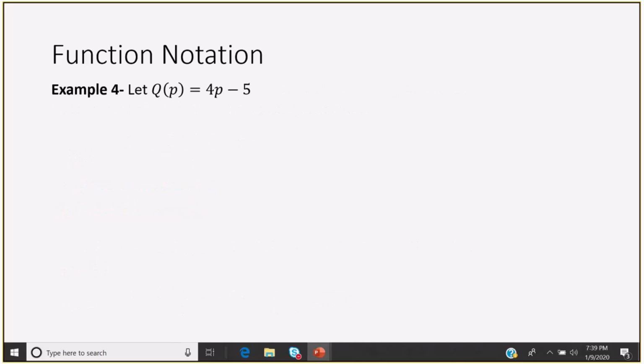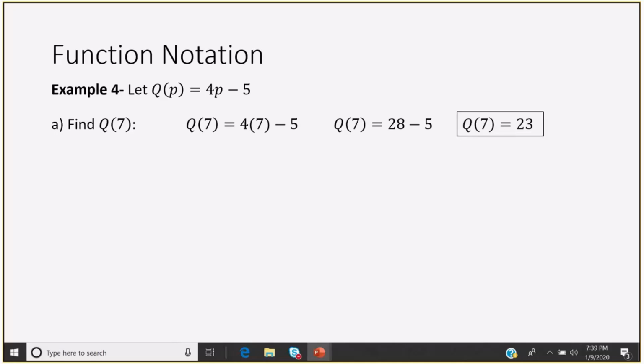So here's a function right here. Q of p is equal to 4p minus 5. This question doesn't really have a long-winded word application and tests flying around or anything like that, but that's perfectly fine. If you're asked to find Q of 7, and you're dealing with functions, you should think, okay, well, I have to locate which function is q. I only have one, so that's easy in this case. And then I'm going to plug in 7 for my input. So I'm going to replace my p with 7. I'm going to multiply that out. I'm going to subtract, and I'm left with q of 7 is equal to 23.